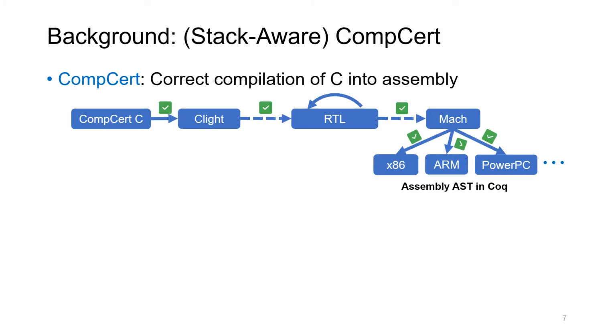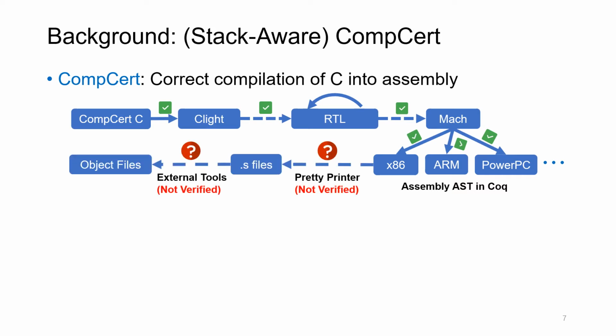We first present some background information. CompCert transforms a large subset of C through a sequence of transformations into an architecture-independent language called Mach. From Mach, it further compiles to assembly languages on different architectures. However, the further compilation of those assembly languages to object files relies on external tools and is unverified.